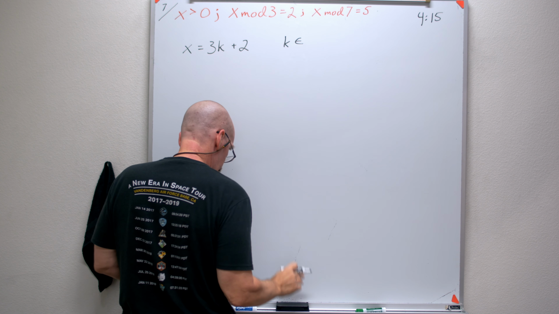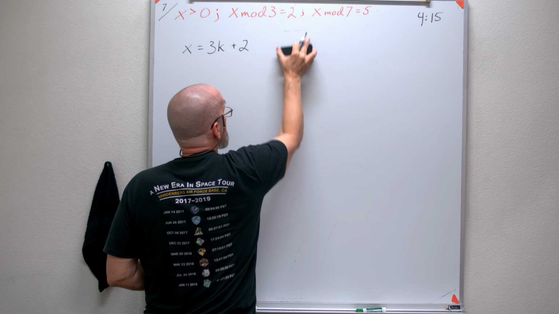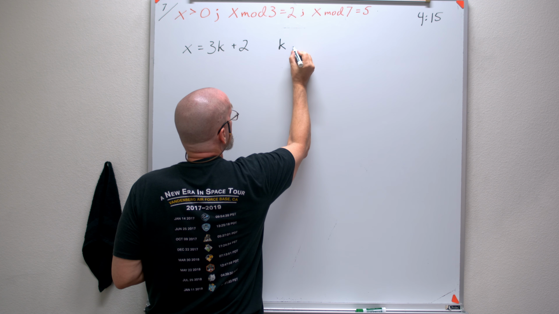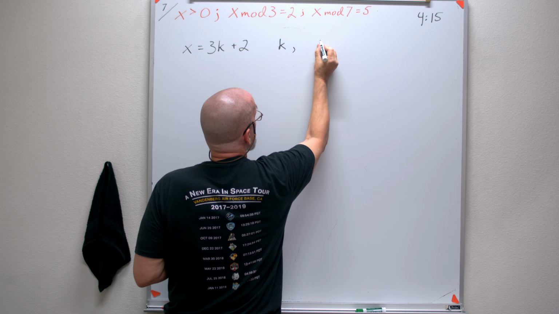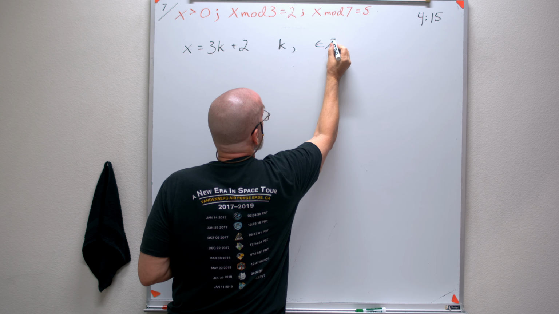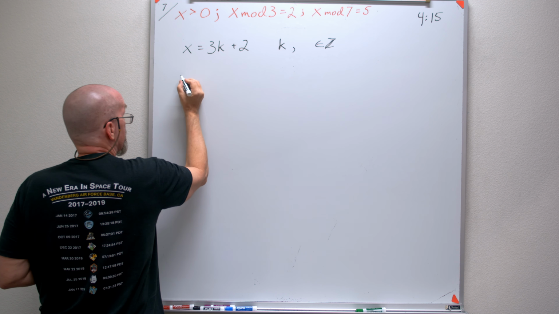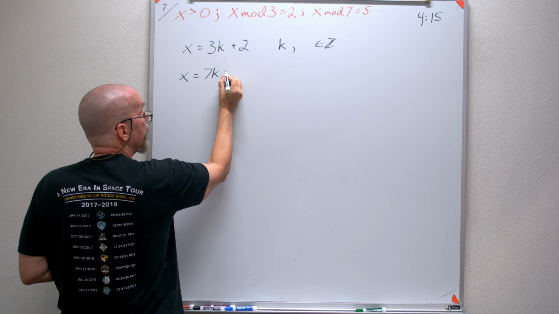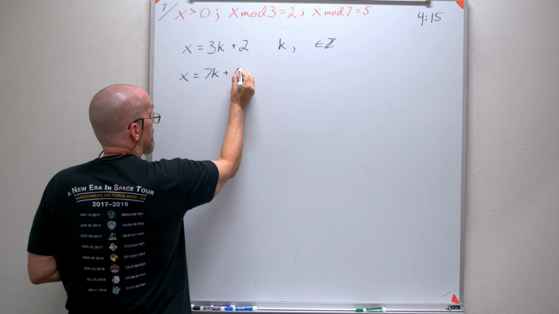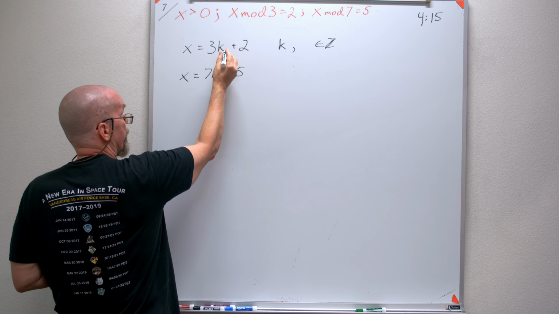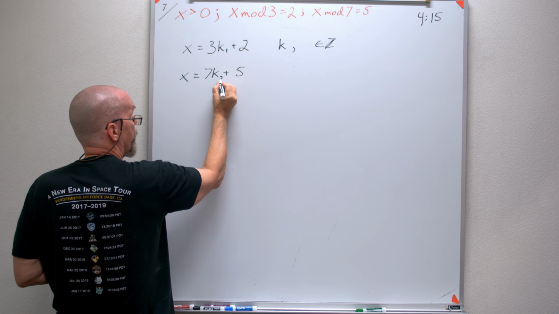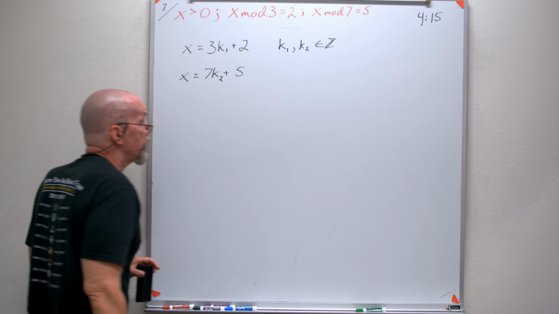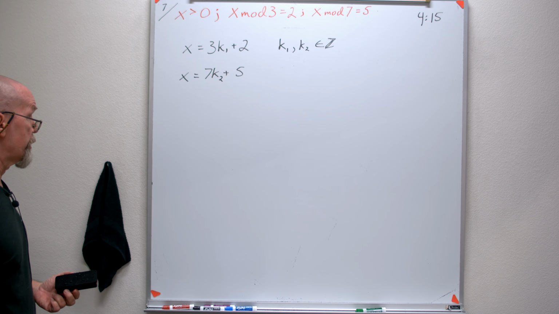And I'm going to leave myself a little bit of blank space here. Because when I write the same thing down here for the next one, you're hopefully asking, wait a second, do they have to be the same integer? And they don't, so we have to subscript those. So we know that k1 and k2 are both elements of the integers.